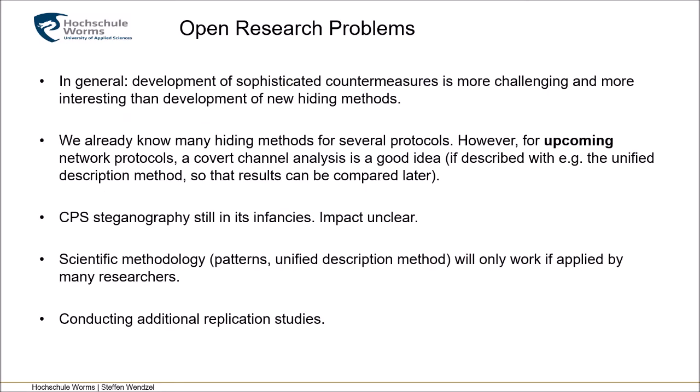What are open research problems? Let's suppose you want to work on a master thesis or even a PhD in network information hiding or steganography in general. What would I consider myself if I want to work in this domain? In general, sophisticated countermeasures can still be improved. If I find more interesting countermeasures during the years, I will update the slides on GitHub, so you always get a fresh, updated version of the slides featuring the new ideas.